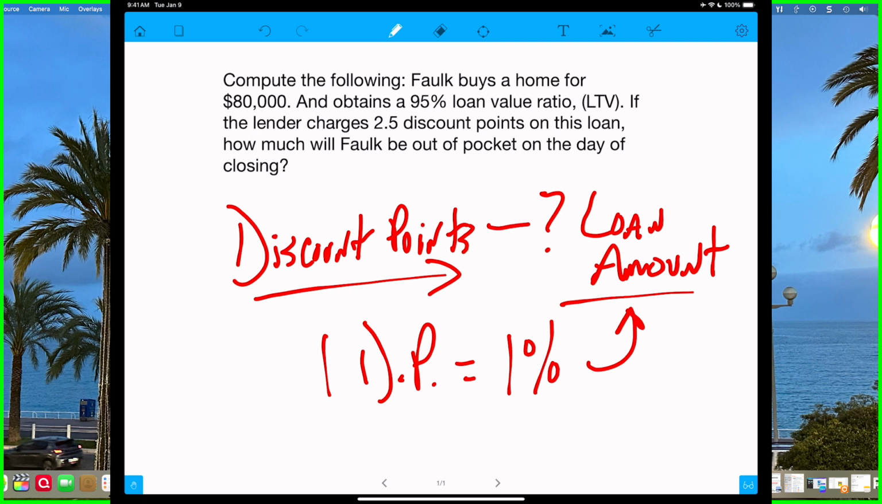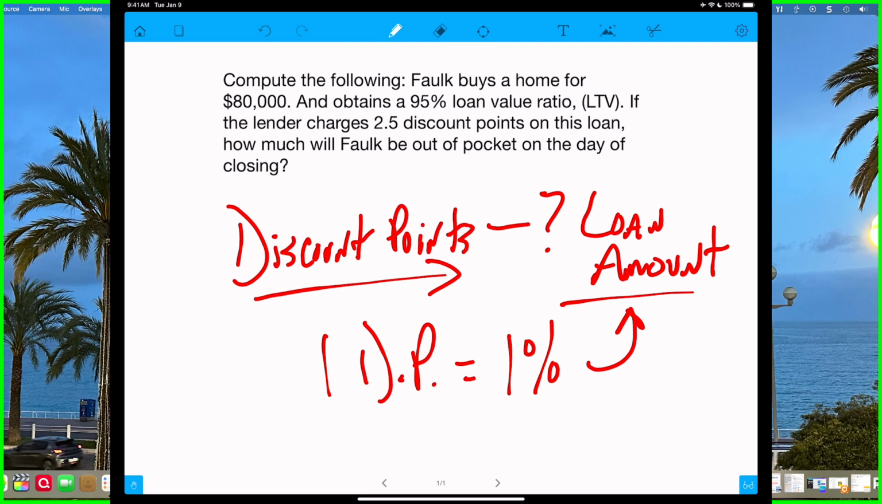Very, very important. Now, a discount point is prepaid interest. It increases the lender's yield on the loan. And I have a couple of videos where I talk about that on my YouTube channel. I'll try to make sure that I link to one of those at the end of this video. But a discount point basically just helps the lender earn more money.